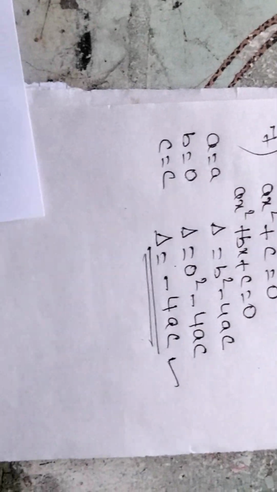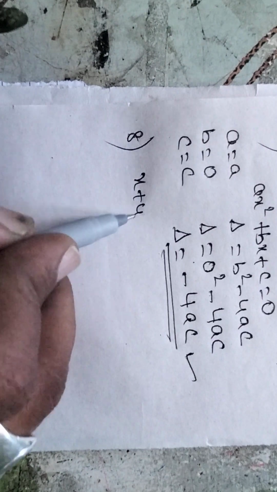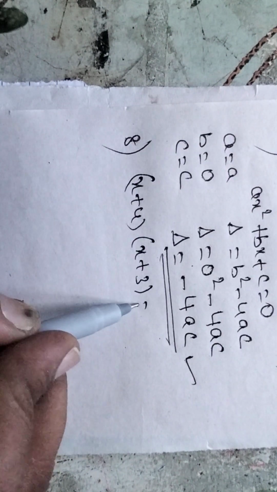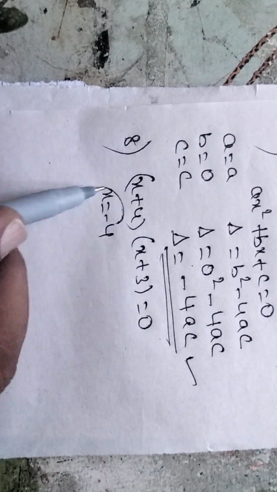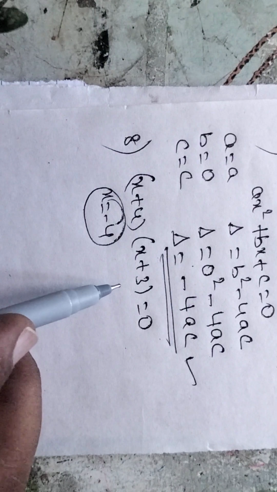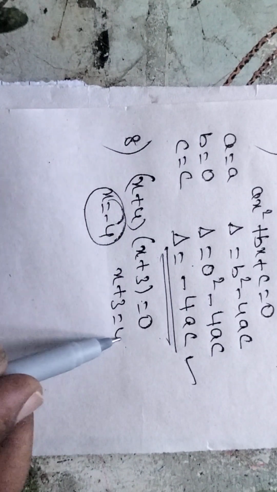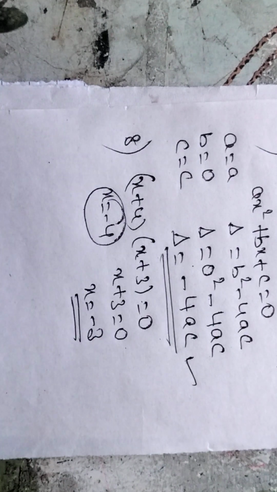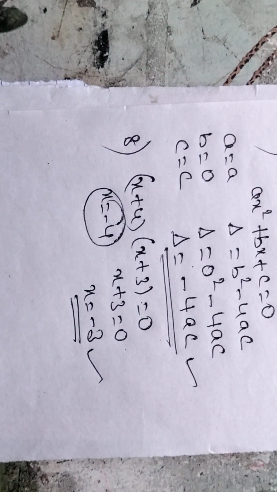In the 8th question they have given x plus 4 into x plus 3 is equal to 0. One root they have given, x is equal to minus 4. We have to find out the other root. So equate x plus 3 is equal to 0. x is equal to, if we shift plus 3, it will become minus 3. Therefore, the other root of the quadratic equation is x is equal to minus 3.